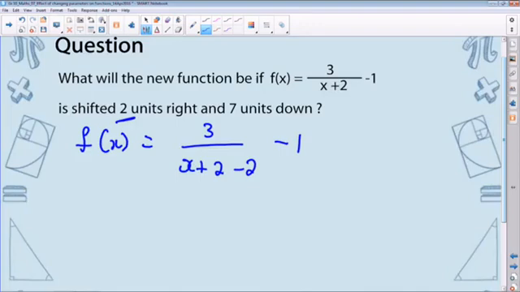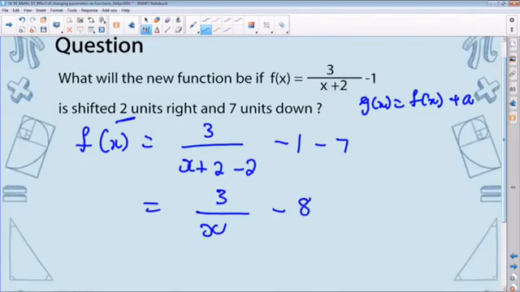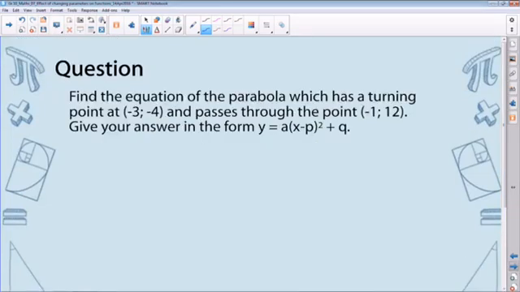So that plusing, remember, your g of x when you started, that's your f of x plus a. So you take it down 7 units, so it's minus 7, which simplifies to 3 over x minus 8. So your f of x is that. Now, the new f of x. I suggest after you've done this, you draw the two graphs, and it has to show you that this graph has been shifted 2 units to the right and then 7 units down. Okay, right.